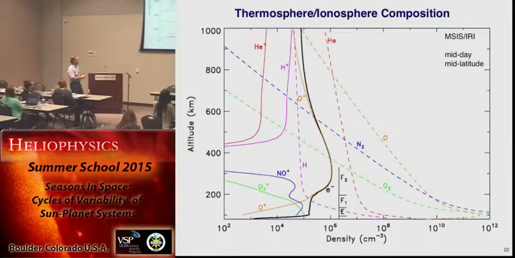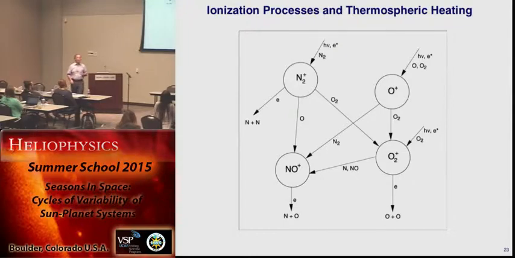Lower down, O plus drops away, and we have mostly NO plus and O2 plus. Molecular ions. That makes sense because we're in a molecular atmosphere. But we don't have much N2 plus. It's mostly NO plus and O2 plus. And the reason for that has to do with the way the ion chemistry works.